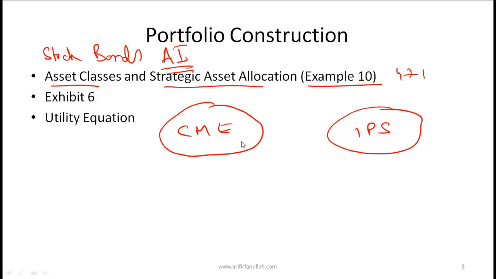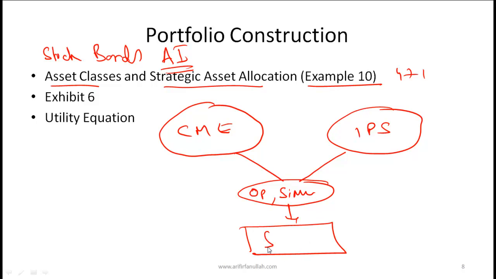So based on a combination of our capital market expectations and the IPS, we feed all this information essentially into a computer program that basically runs optimization or runs a simulation, and based on that simulation we will come up with a strategic asset allocation for our client.